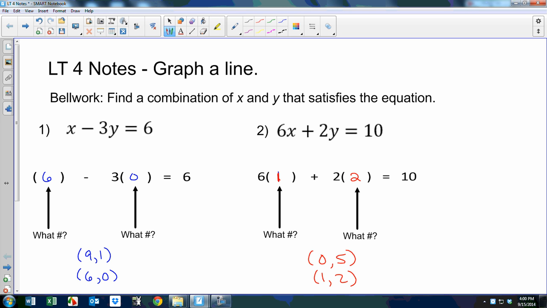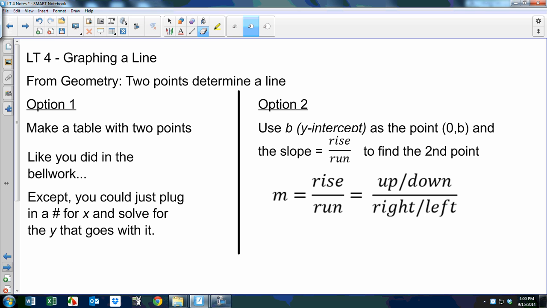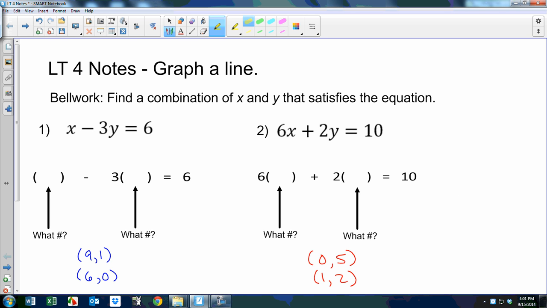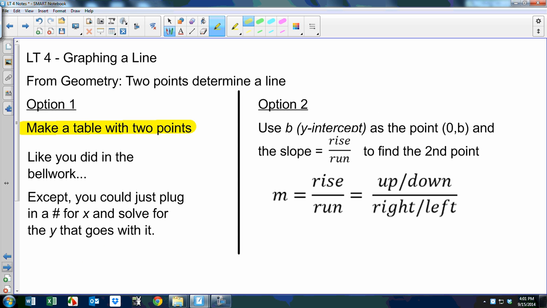And then we kind of transitioned into, well, if they can do that, which took them much longer than it did us to sit here and spit out numbers, you can come up with 2 points for these 2 different problems, so 2 blue and 2 red. If you got 2 points, that's a line. 2 points from geometry determine a line, so that's one way to graph a line, not the way I would advise, but option 1, to graph a line, you can make a table with 2 points. And we kind of did that in the bell work there. Then we could take those and plot those 2 points and connect them and make a line.